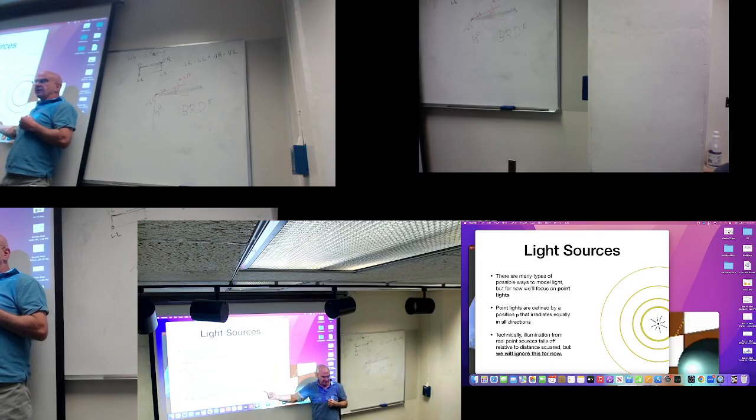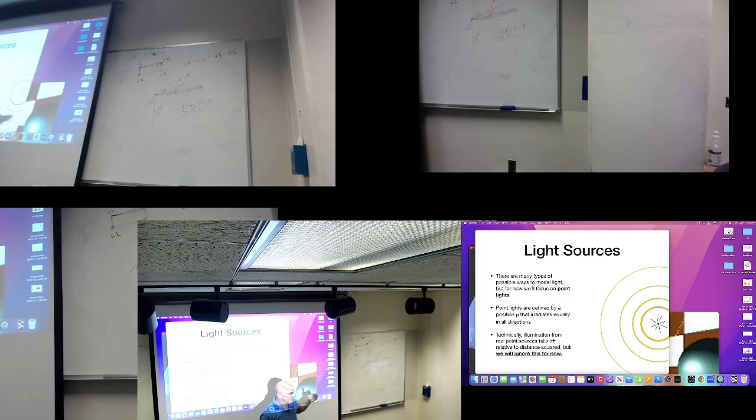Great, that's very realistic. It doesn't work in most video games, at least that's what the textbook claims. Why? Because R squared just decreases too fast, and then objects that are not very close to the lamp are just in the dark.